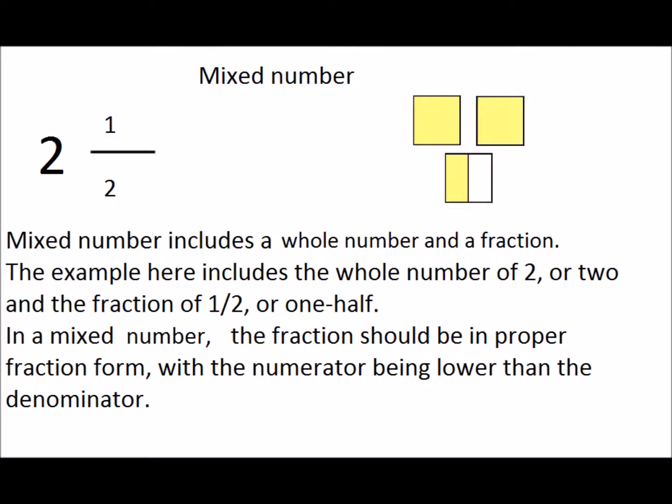So now to the text. Our mixed number includes a whole number and a fraction. The example here includes the whole number of 2, or TWO, and the fraction of half, or 1/2. In a mixed number, the fraction should be in proper fraction form, with the numerator being lower than the denominator. Okay? So if you want to look back up to the top, again, the 2 and 1/2, or look to the blocks, 2 and 1/2.